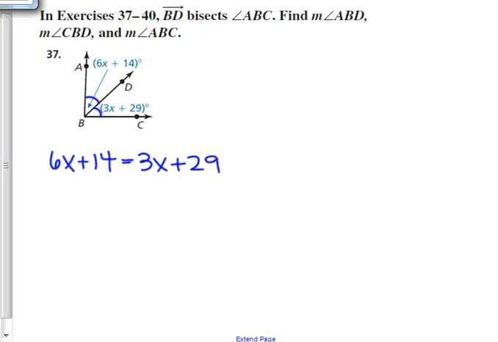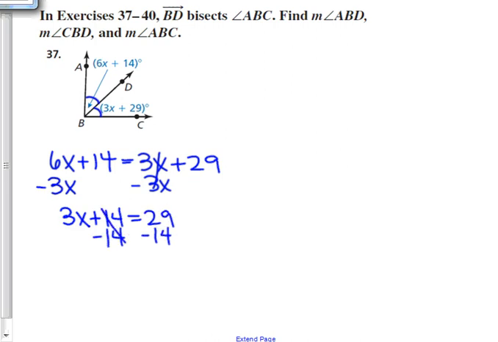And this is how I'm going to get x by itself. This is how I'm going to solve for x here. So I'm subtracting 3x over to the left to keep my x positive. So I have 3x plus 14 is equal to 29. Subtracting 14, I get 3x equals 15. And then dividing by 3, I get that x equals 5.